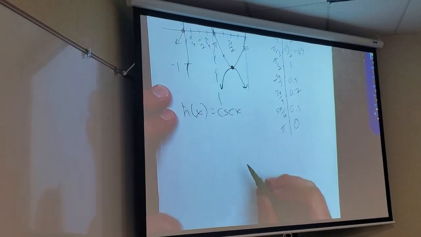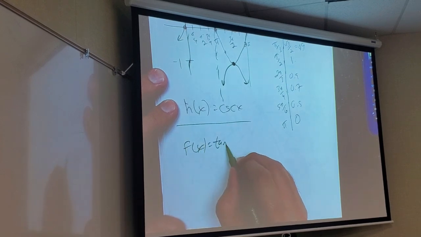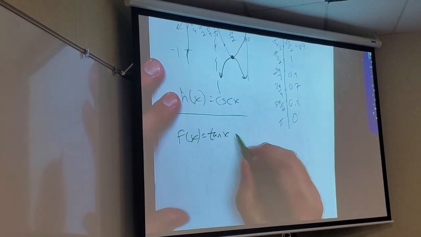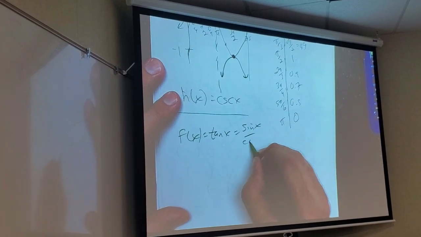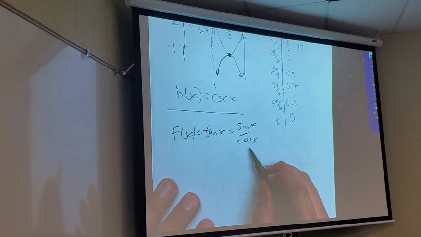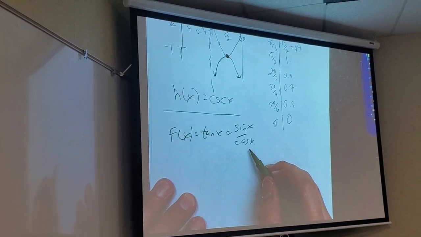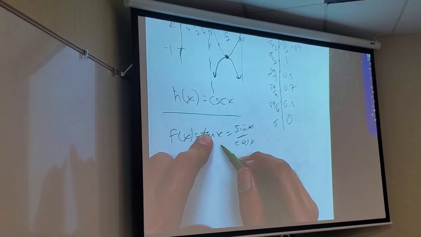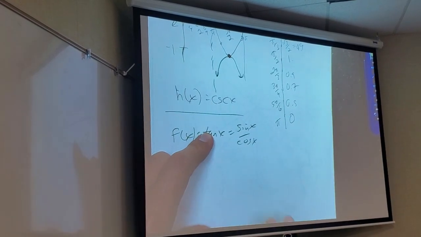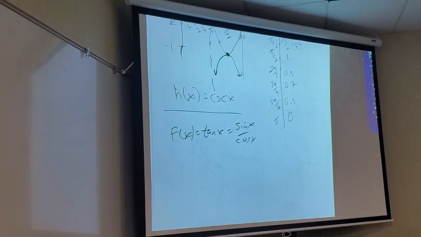Okay, maybe we'll do more with that. Just to kind of put something in your head, if I wanted to do tangent, I could kind of think of that as sine over cosine, right? This is the one we definitely talked about. Is cosine ever 0? So will tangent have some asymptotes? Okay, good. All right. I think that's enough for today.